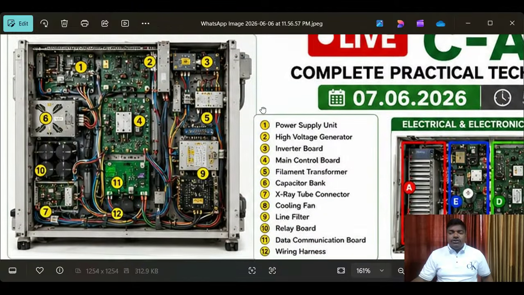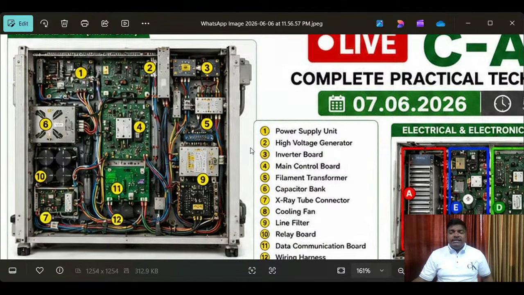Now I'm going to read and show you. See here, first point: power supply unit. In any medical equipment, major or minor, critical or non-critical, there will definitely be electrical points and electronic components also. Those electronic components convert AC to DC, because of that SMPS will be there. That does all the functions. Okay, right.